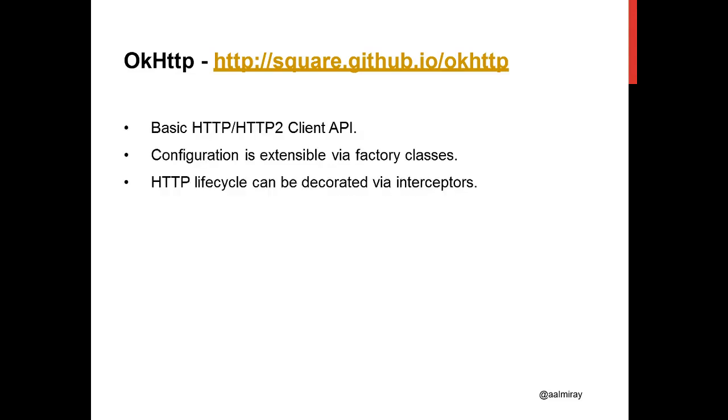It also understands HTTP2. If you are ready for the future and embrace HTTP2, then OkHttp is the library I should be using. It's extensible via factories, and we'll see that in just a moment. And the life cycle of HTTP can also be decorated. You can have interceptors that listen to headers being added or removed when a request and a response gets processed. So you can enhance and inject headers if you want to, for example, for basic authentication. There are so many things that you can do here.